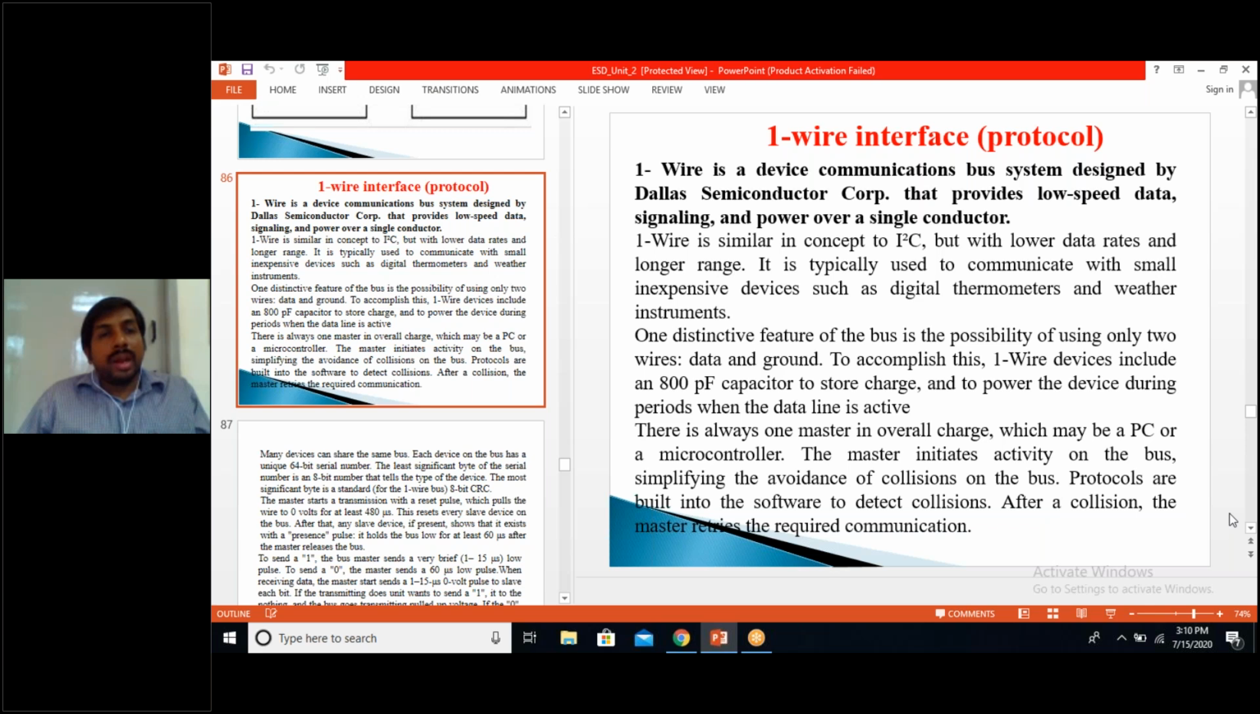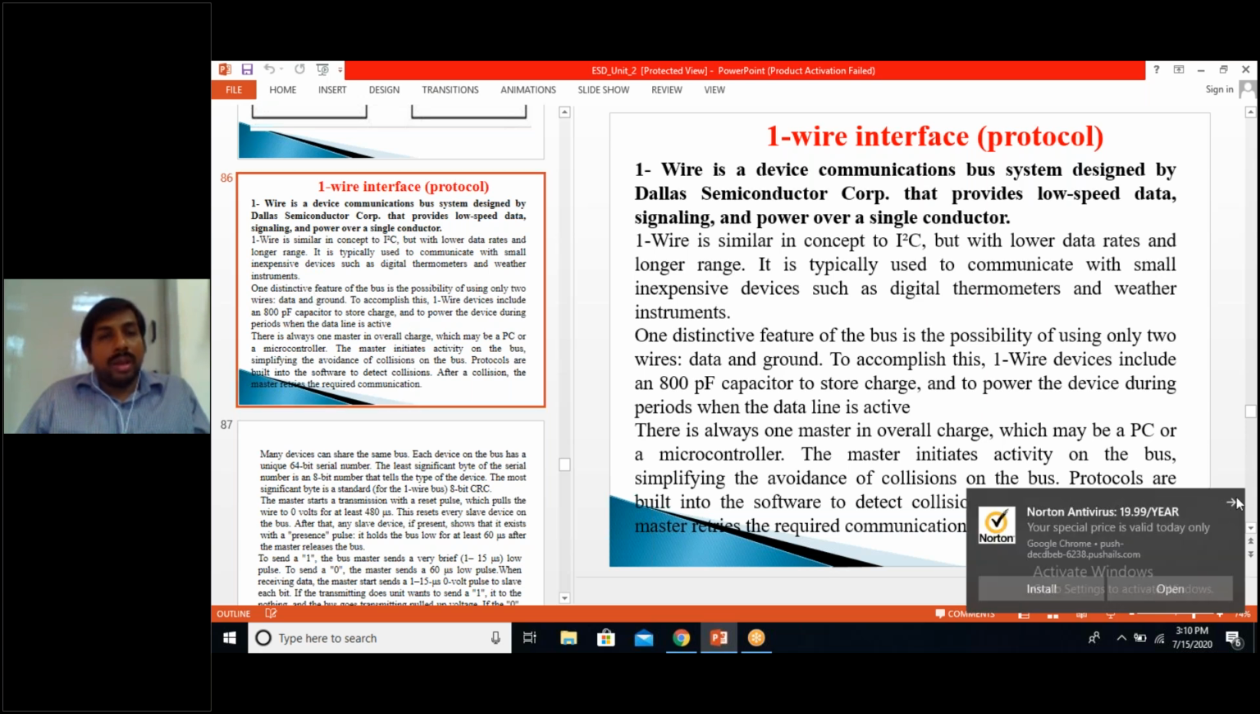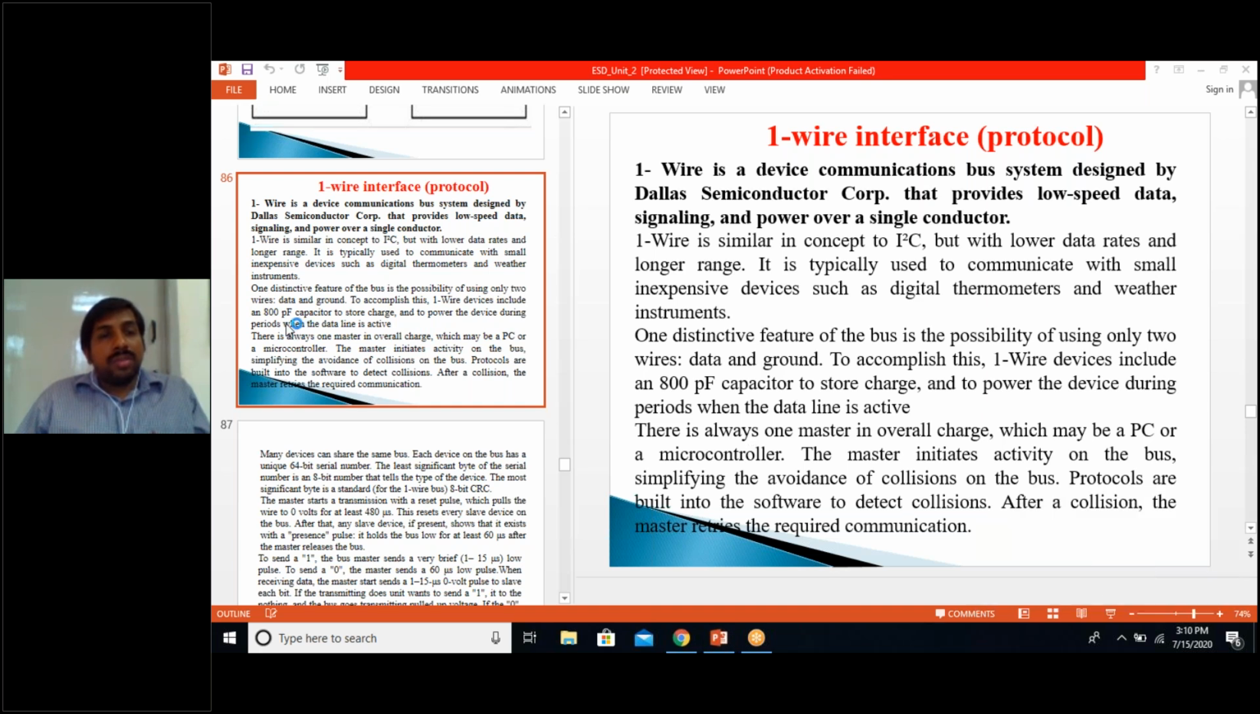So for lower data rate, lower range devices such as digital thermometers and weather instruments, you can use this one wire interface. The distinctive feature is that it has a data wire and a ground wire, and it includes an 800 picofarad capacitor to store the charge and to power the device during the periods when data is active.